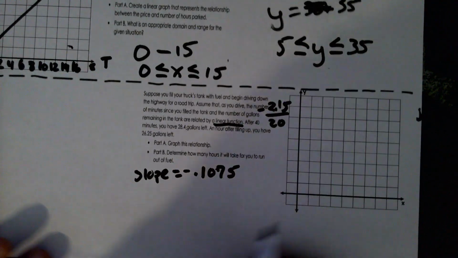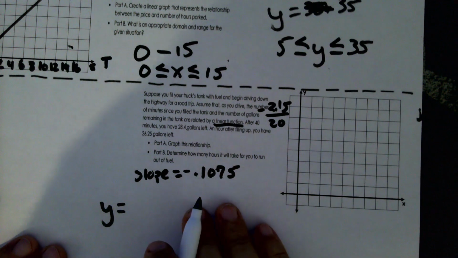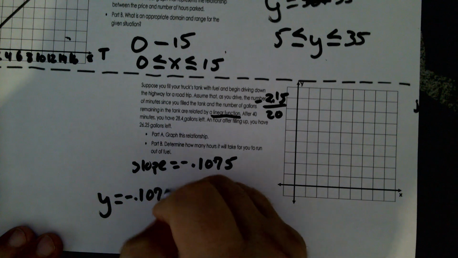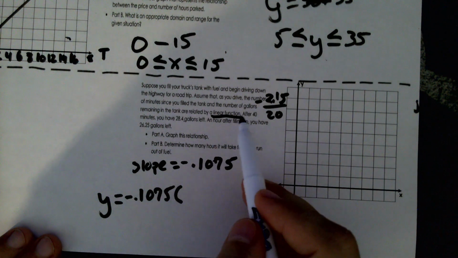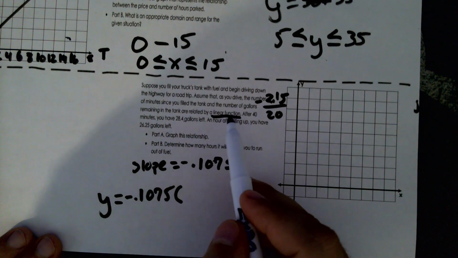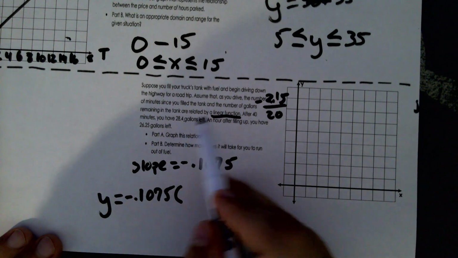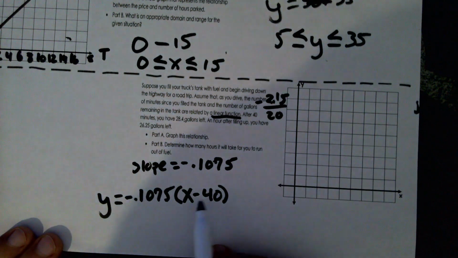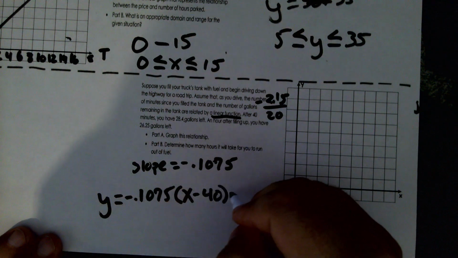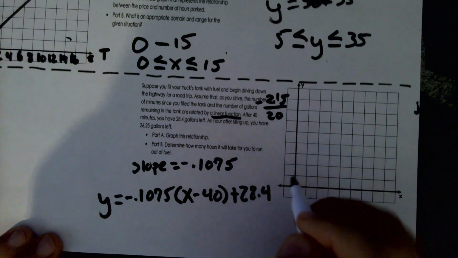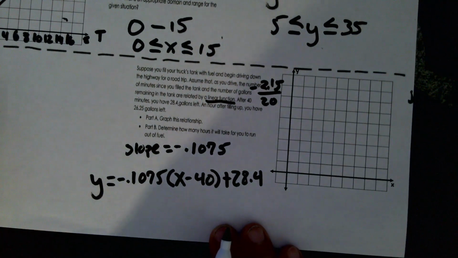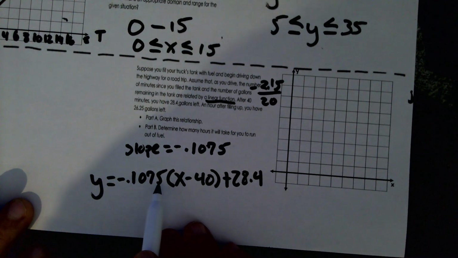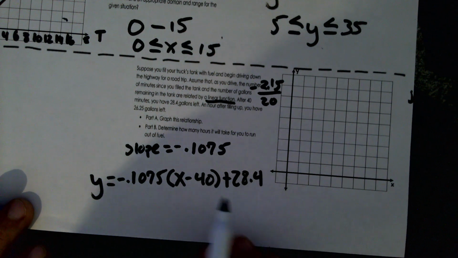So I'm going to take my slope and plug it into our transformation formula. So this is negative 0.1075, and I'm going to pick 40 and 28.4. So after 40 minutes, that's x minus 40. After 40 minutes went by, we're now at 28.4 gallons of gas. Okay. So this says I'm losing negative 0.1075 gallons per minute. 40 minutes went by, and I have 28.4 gallons of gas.